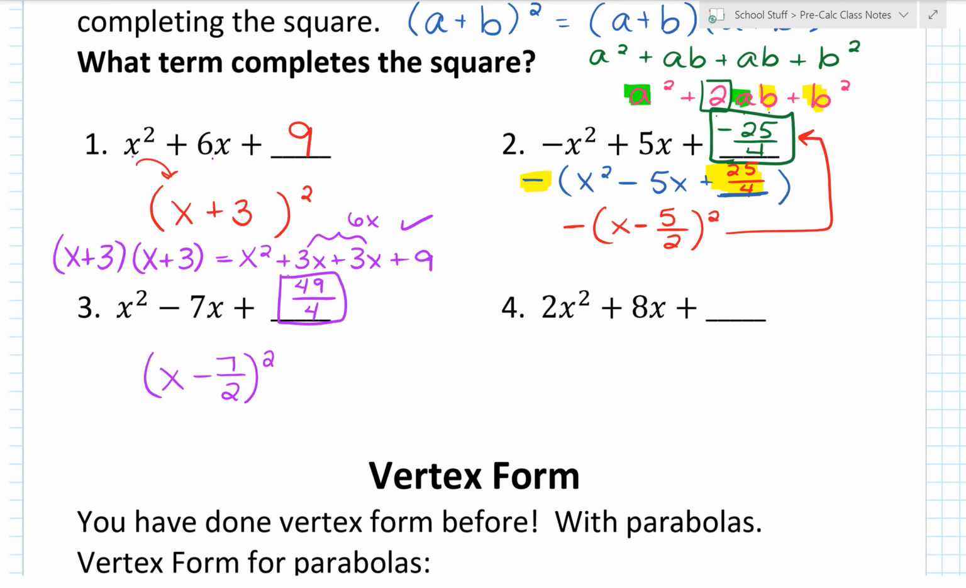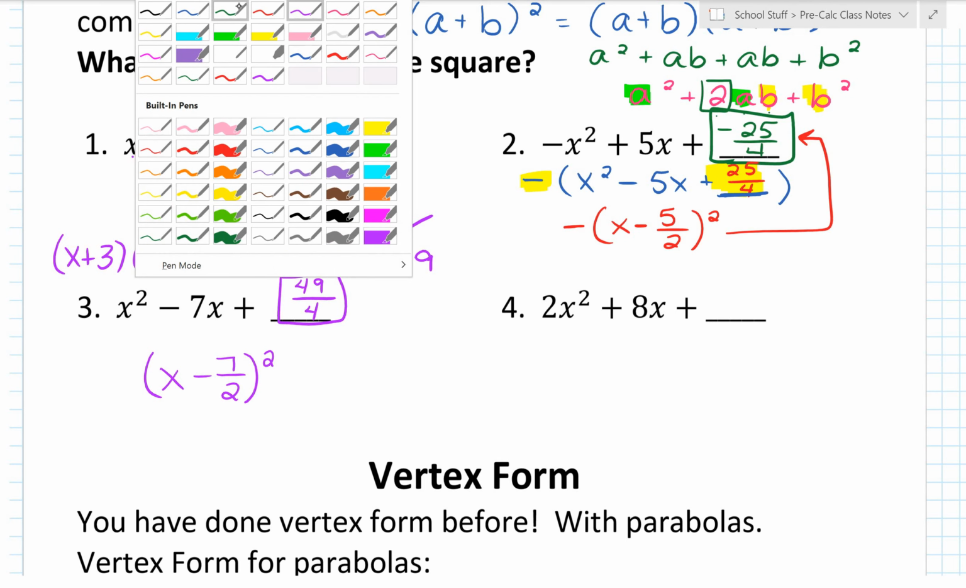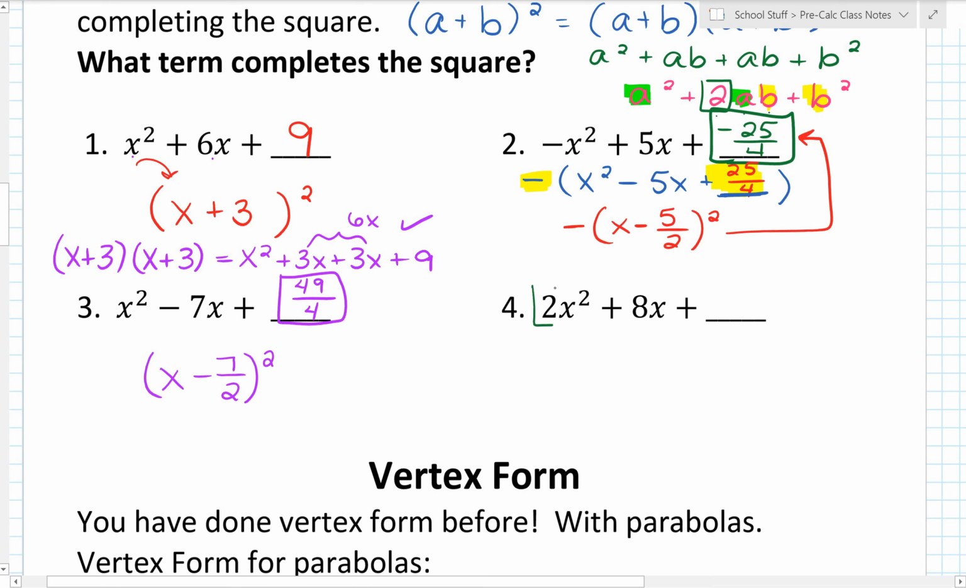For problem number 4, well, we are back with something out in front, but what's out in front this time is not just a negative, it's a 2. But I follow the same steps that I did above. I'm going to just take that 2 out and kind of ignore it. So I'm going to have 2 times x squared plus 4x, and I want to figure out what number I'm going to put here. So let's work through completing the square. Square root, ignore the x, take half of that. Square that number. 2 squared is 4.